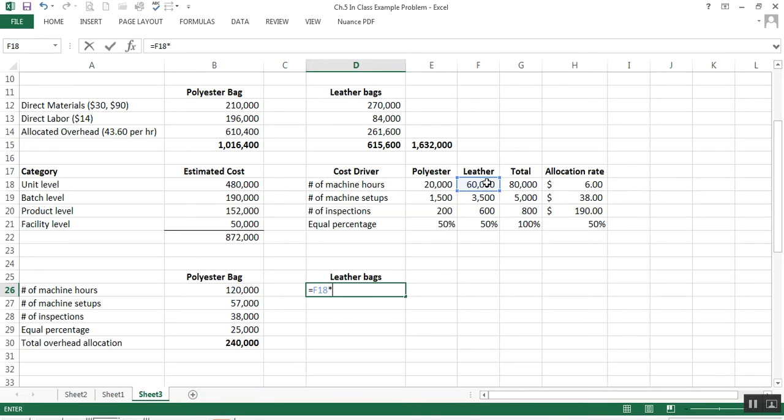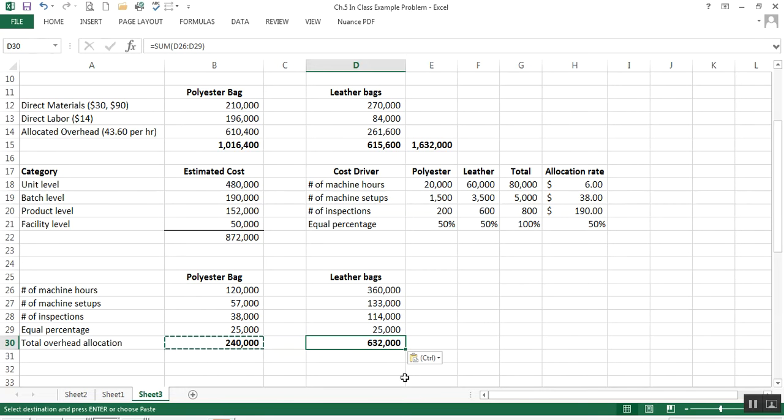60,000 machine hours times $6. Total machine setups times the rate. Their number of inspections times the rate. And our total facility costs times 50%. And the total overhead cost for leather bags is $632,000.